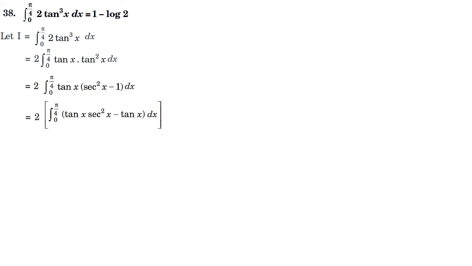Then remove the bracket. 2 into integral 0 to pi by 4 of tan x into sec square x minus tan x dx. Now we have 2 into integral 0 to pi by 4 tan x sec square x dx minus integral 0 to pi by 4 tan x dx. We have taken the integrals separately. Now when we check here, tan x derivative is sec square x. First of all, we will take this one and do the calculation because it is easy. Derivative is present here. Tan x integration we know. So this one we can do by substitution method.